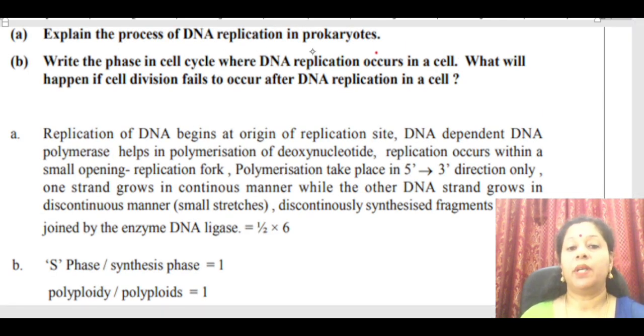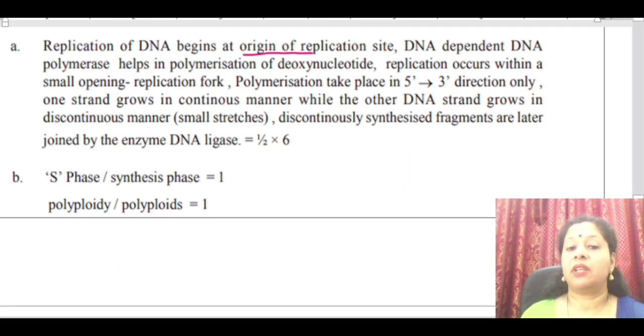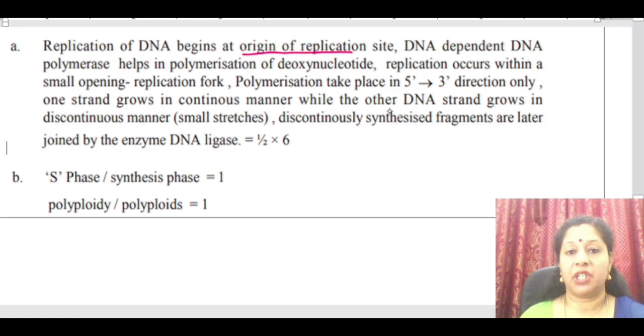Next question is about DNA replication in prokaryotes. Write the phase in the cell cycle where DNA replication occurs in a cell. What will happen if cell division fails to occur after DNA replication? Replication of DNA begins at a region of DNA called the origin of replication site. DNA dependent DNA polymerase enzyme helps in the polymerization of deoxynucleotides, which are the substrates. Replication occurs within a small opening called the replication fork.